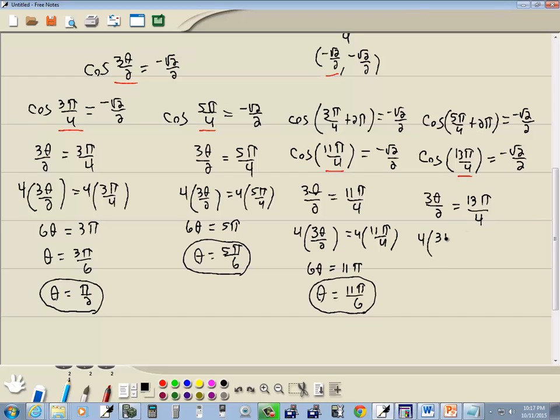Multiply everything by 4. And we end up with 6 theta. It should be theta. There we go. So that's 6 theta is equal to 13 pi. Divide both sides by 6, and we get 13 pi over 6. Well, if I put that in mixed number form, that'd be 2 1/6 pi, which has now officially gone past 2 pi, so we do not want this answer at all. So the first 3 there are answers for this problem.